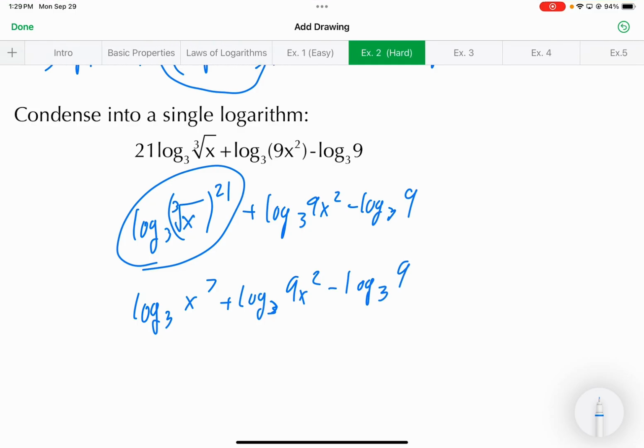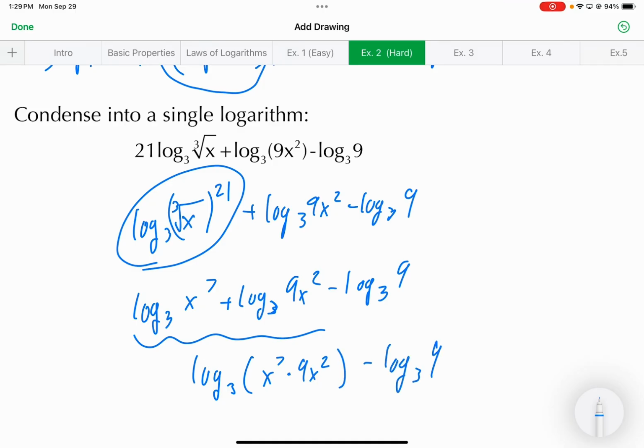Okay. All right. So now I'm ready to condense it, right? Which one do you guys want to combine first? The first two or the last two? Let's go the first two. So then it would be log, we can really do all of them all at once, but we'll save that. So it'd be log base 3 of x to the 7th times 9x squared minus log base 3 of 9.